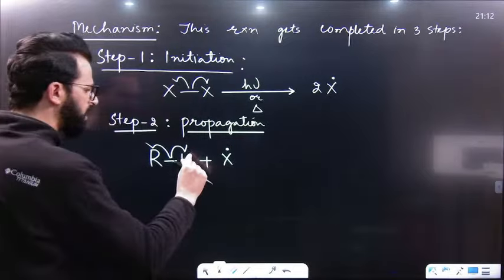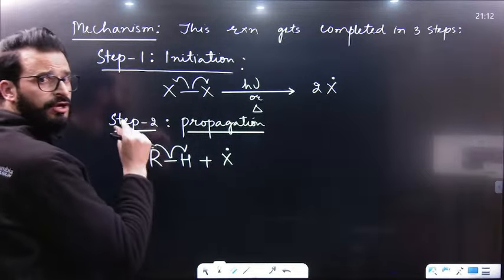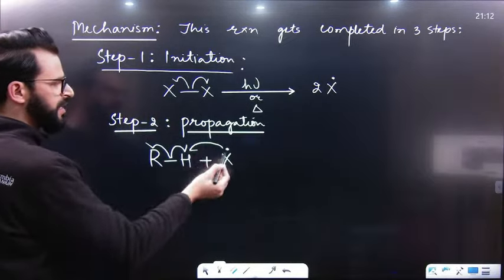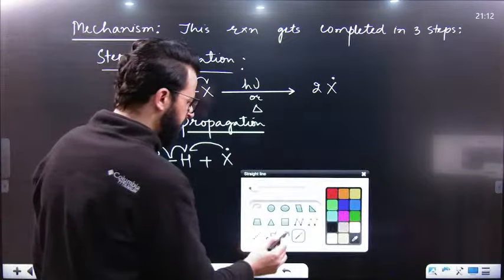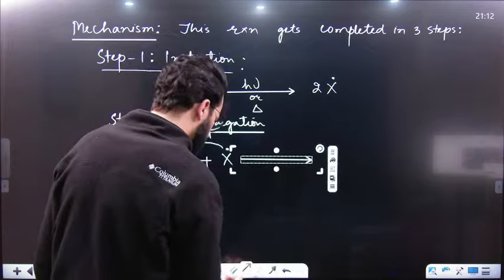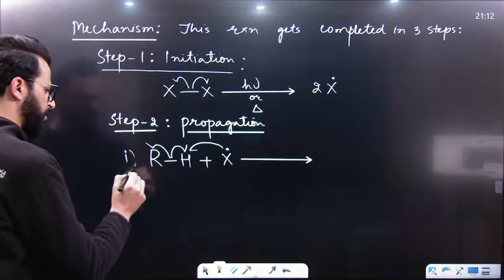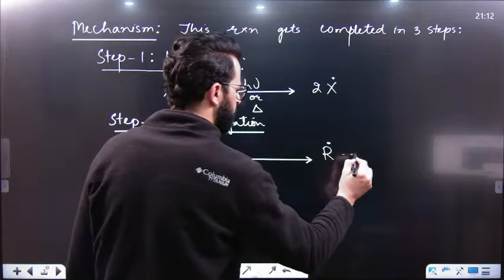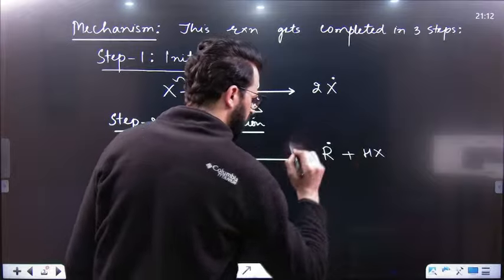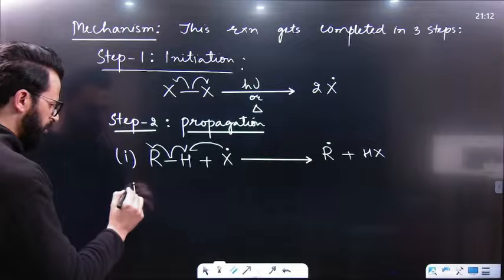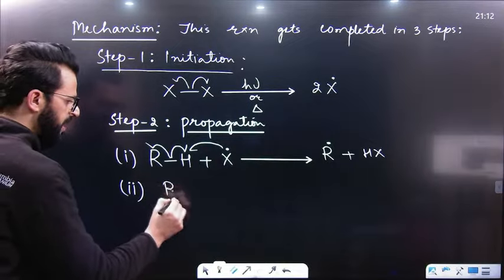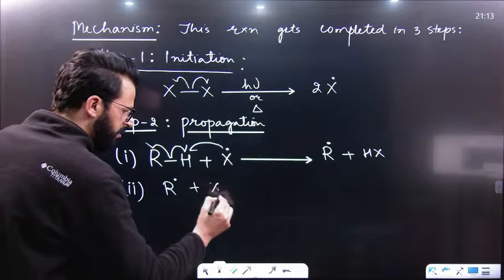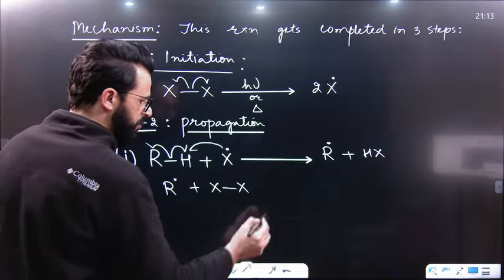Whenever H radical is formed with R radical or any other radical, H radical is more reactive. That clearly indicates this X will combine with H. So in our first step of propagation, we will get R radical plus HX. Now, in the second step of propagation, this R radical formed in the first step will react with another molecule of our reagent.